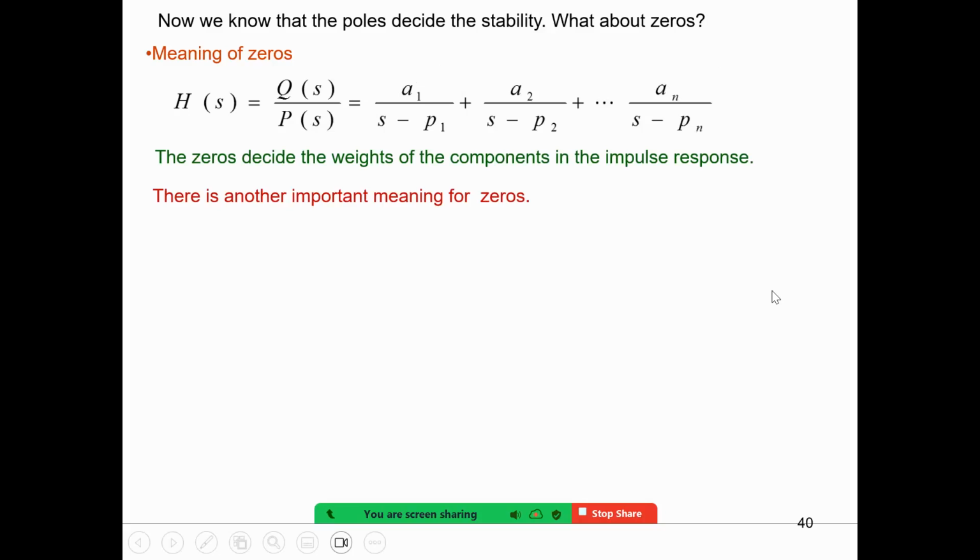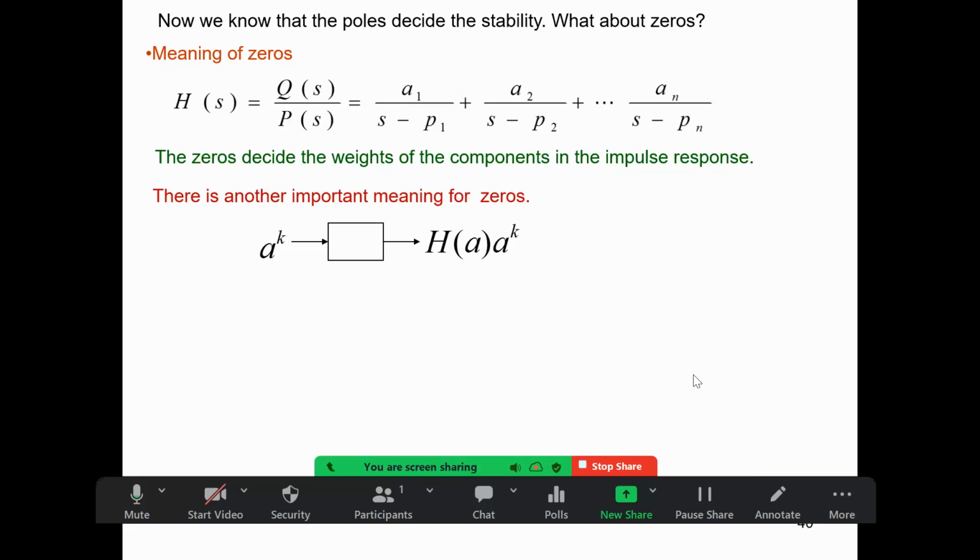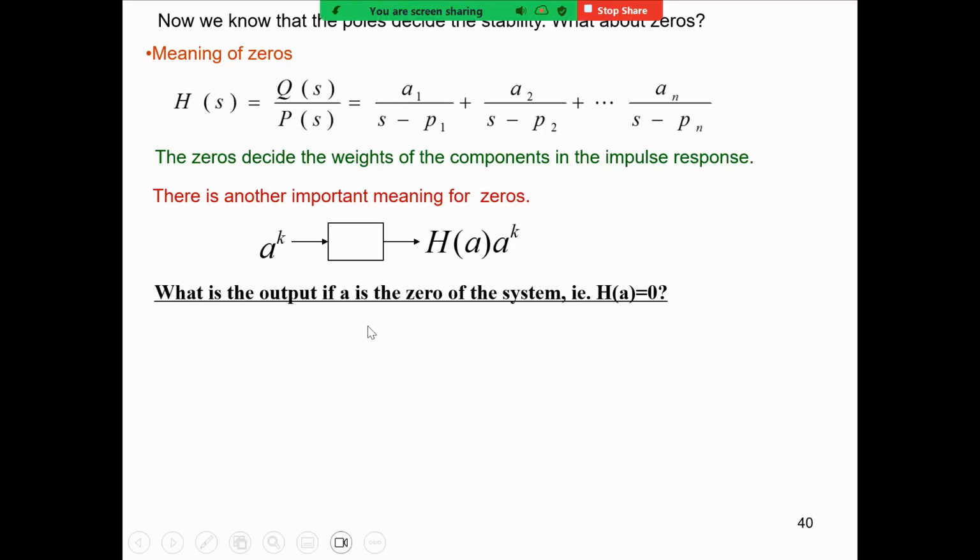And also, there is another important meaning for the zeros. Remember this formula. We have our exponential signal, and we know that the output will be the transfer function at the value of a times the exponential signal. What does that imply? Imagine, what is the output if a is a zero of the system, which means h of a equals 0? What will the output be? The output will be 0.